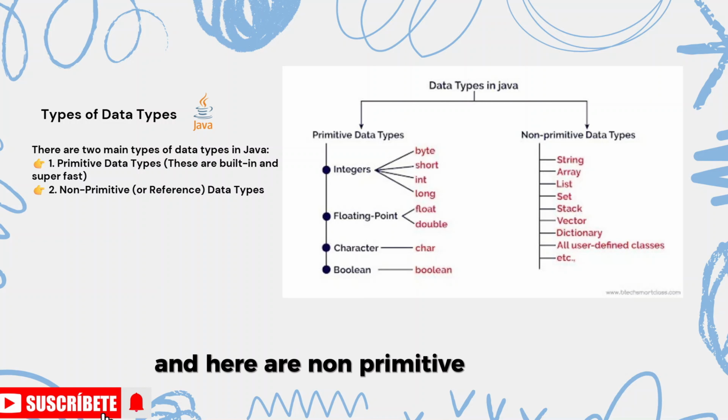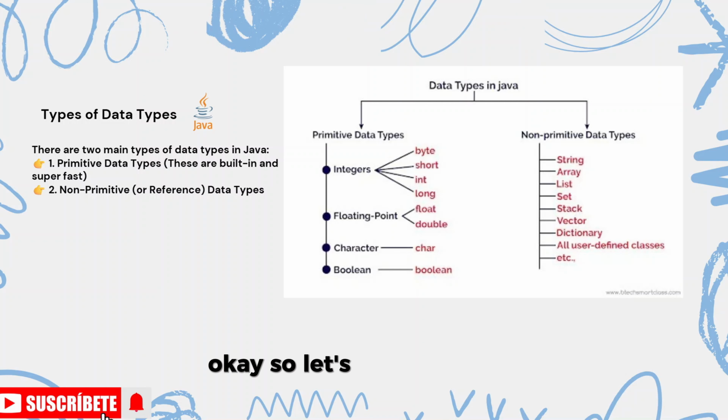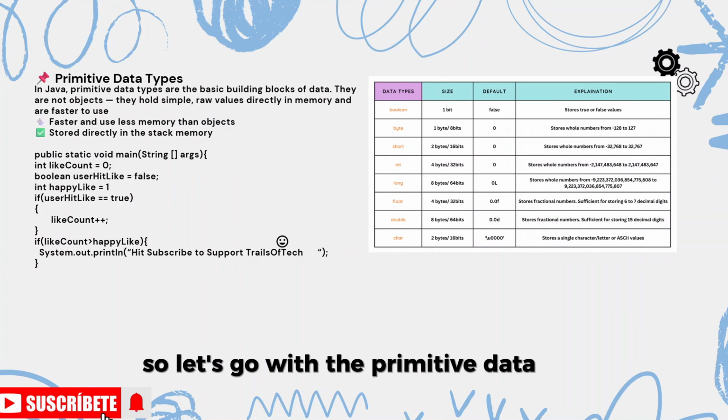And here are non-primitive data types: string object, array object, list object, set object, stack object, vector object, or the dictionary, and all user-defined classes that you will be declaring. These are non-primitive because these are user defined. Okay, so let's proceed further and go with the primitive data types.